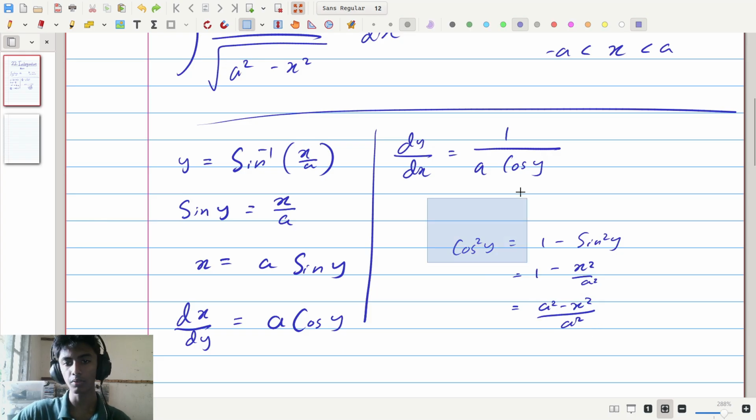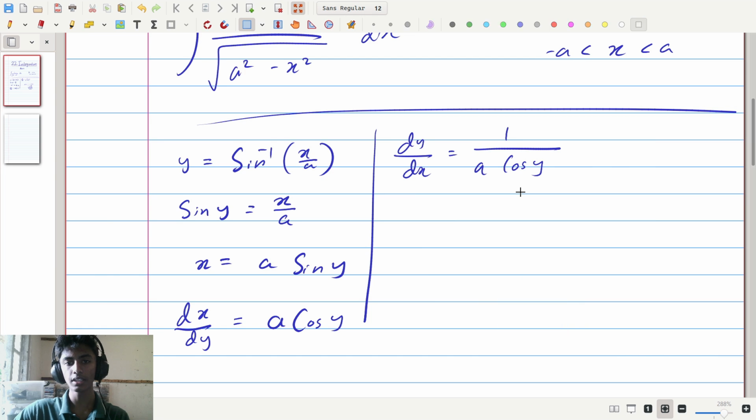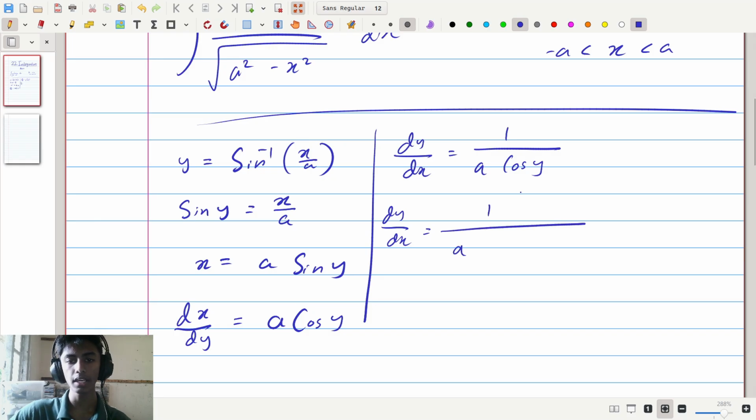Cutting that and substituting, we can see that dy by dx would be equal to 1 divided by a times the square root of a squared minus x squared divided by a squared. Now here, since a is a positive value, a squared square root is actually just a. So we can take that out and say that this is going to be equal to 1 divided by a times the square root of a squared minus x squared.